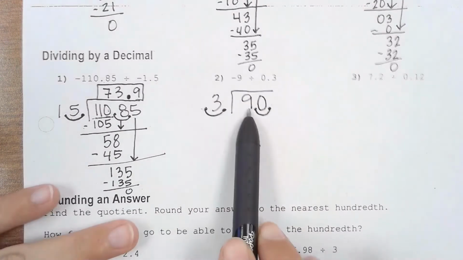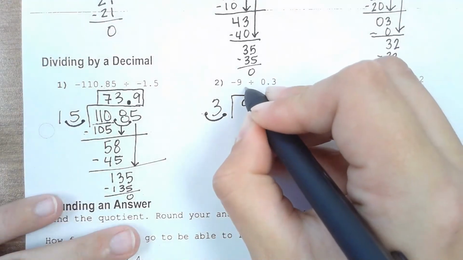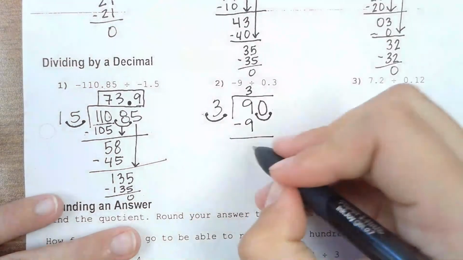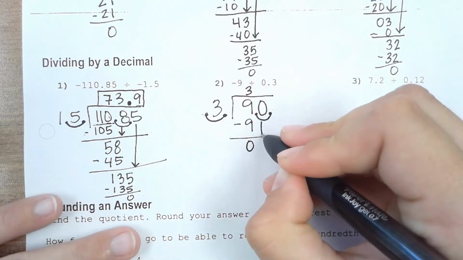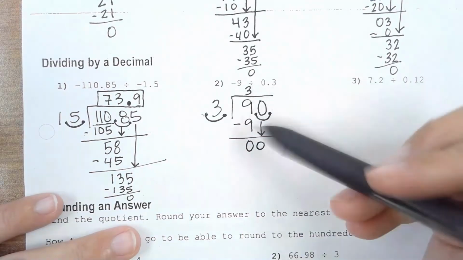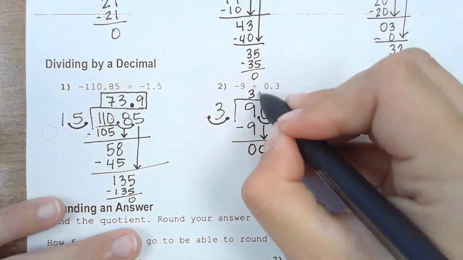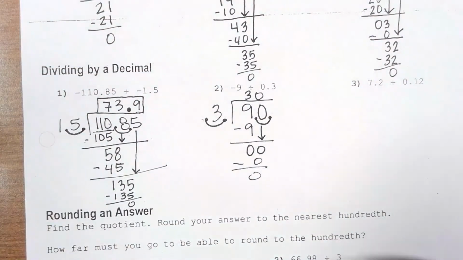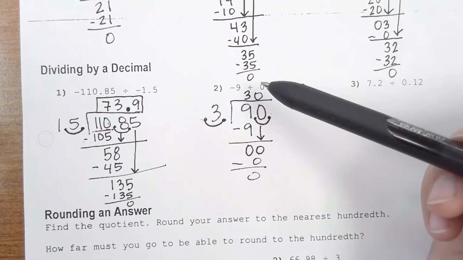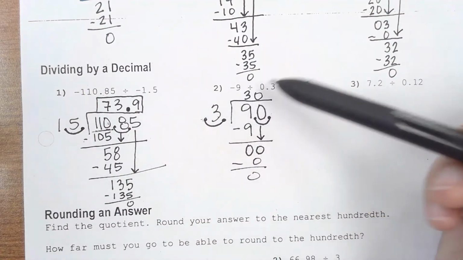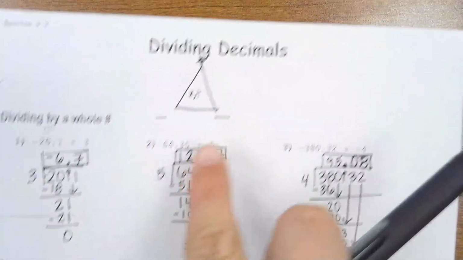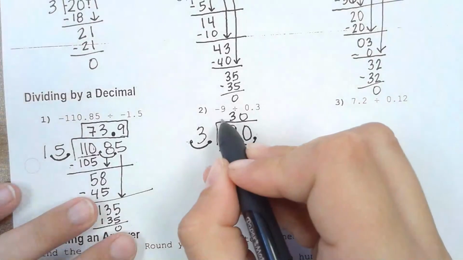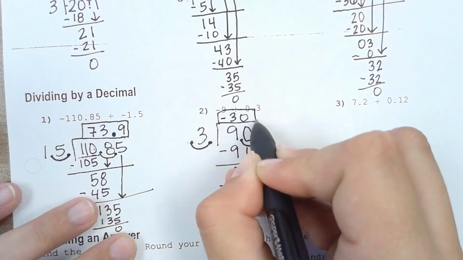3 goes into 9 3 times, because 3 times 3 is 9. Get a remainder of 0, and then we can bring down the 0. 3 goes into 0 0 times. So our answer here is 30. Now remember to go back and look at those negatives. If we take a negative divided by a positive, and I use my Christmas tree, a negative divided by a positive leaves us with a negative. So our answer is -30.